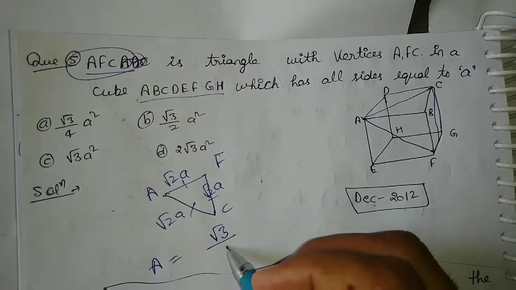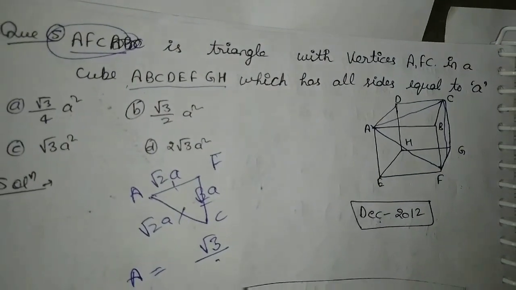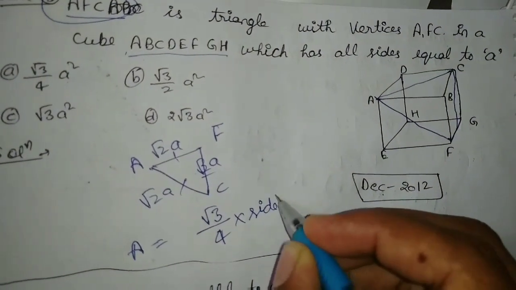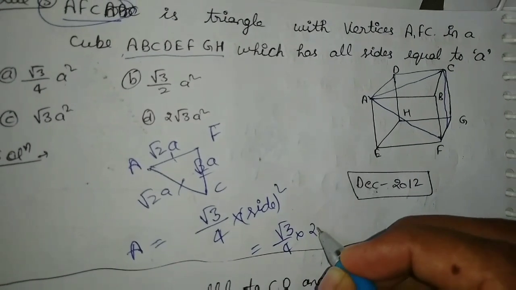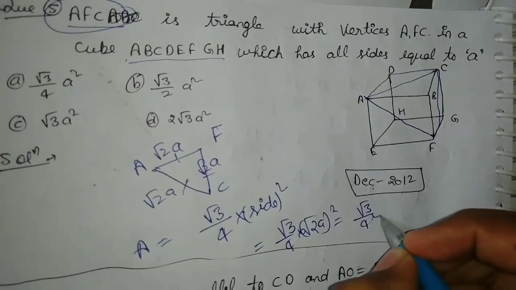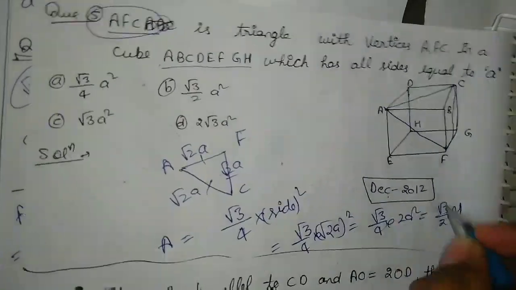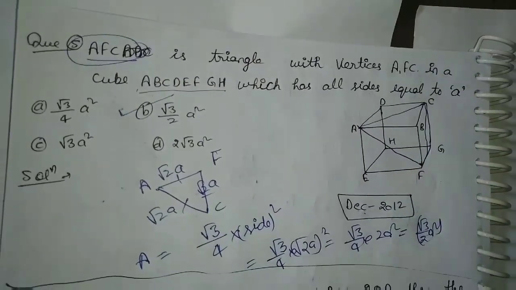So it becomes an equilateral triangle, and the area of an equilateral triangle is nothing but root 3 by 4 into side square, and the side is root 2 a, so it will be root 3 by 4 into 2a square. This means root 3 by 2 a square. So the area of this triangle is root 3 by 2 a square. So this is your answer.